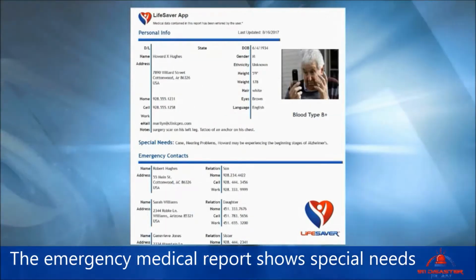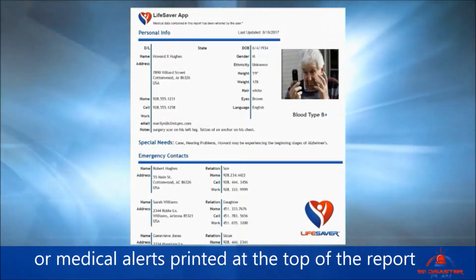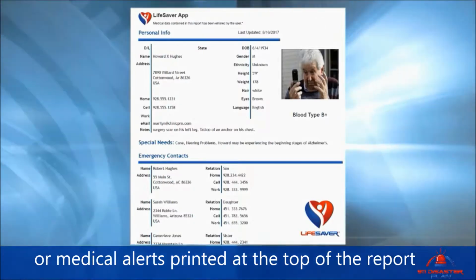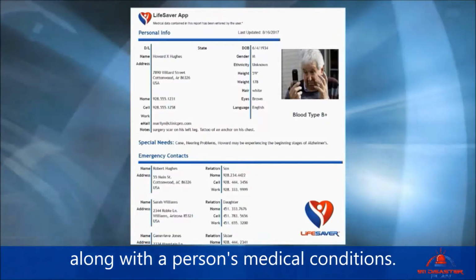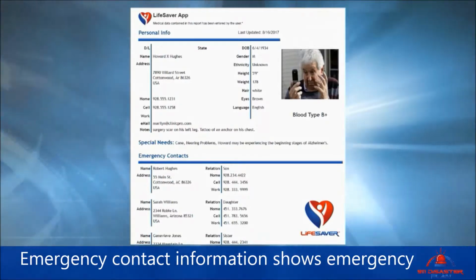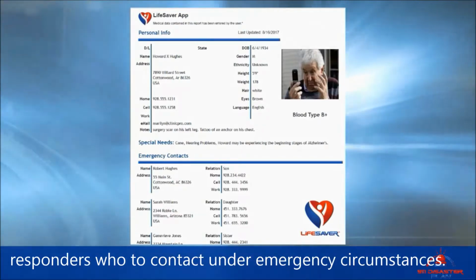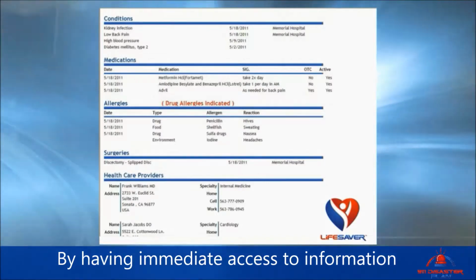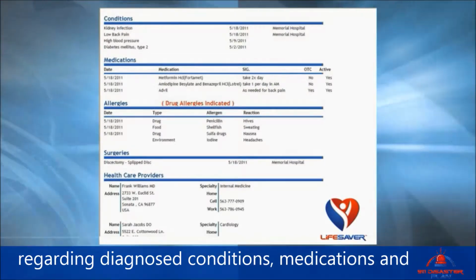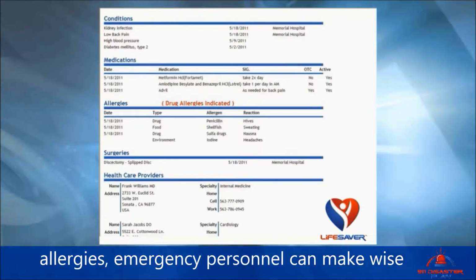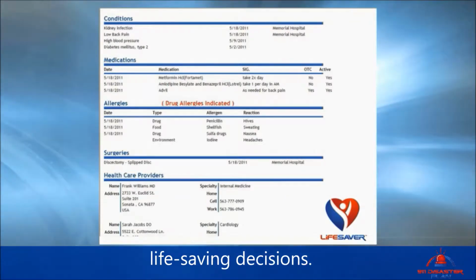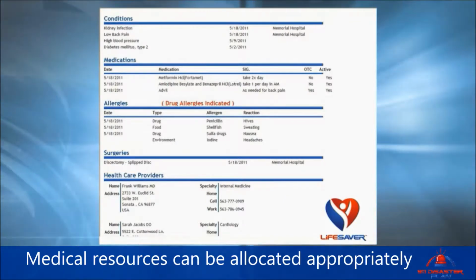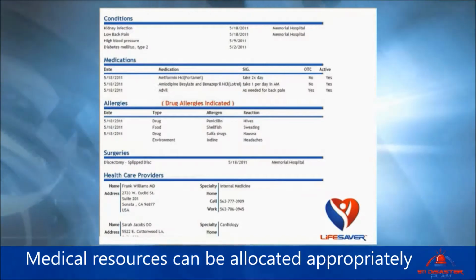The emergency medical report shows special needs or medical alerts printed at the top of the report, along with the person's medical conditions. Emergency contact information shows emergency responders who to contact under emergency circumstances. By having immediate access to information regarding diagnosed conditions, medications, and allergies, emergency personnel can make wise, life-saving decisions. Medical resources can be allocated appropriately.